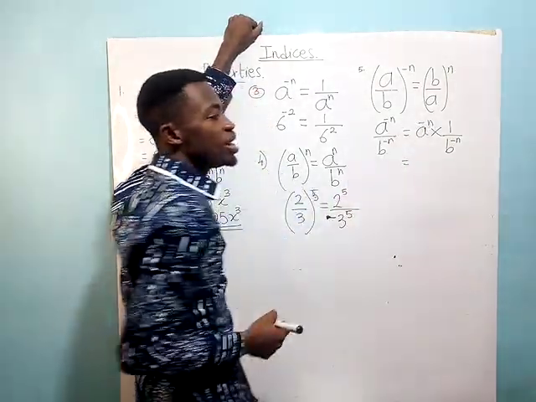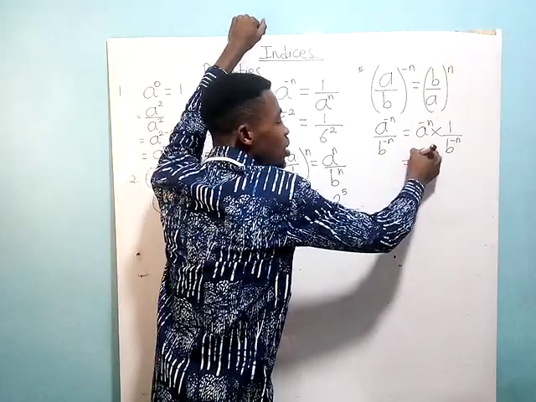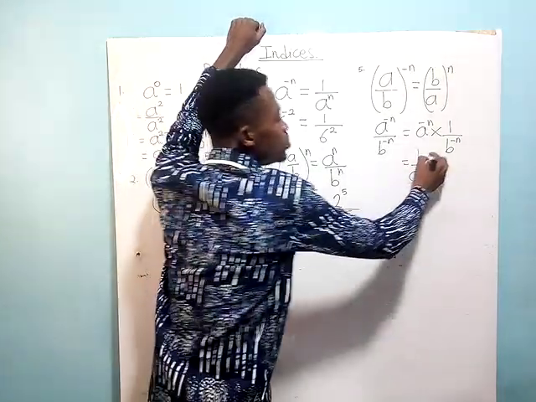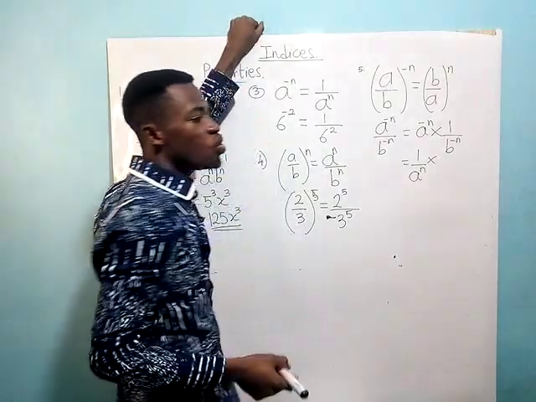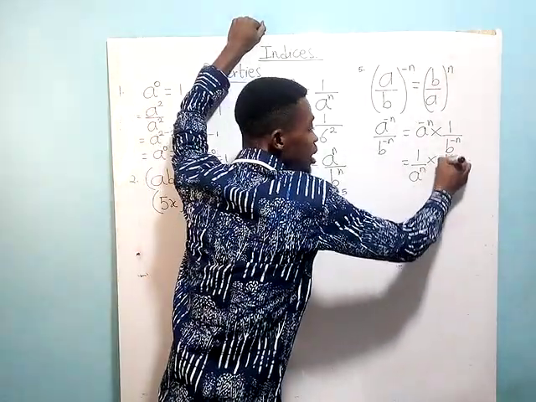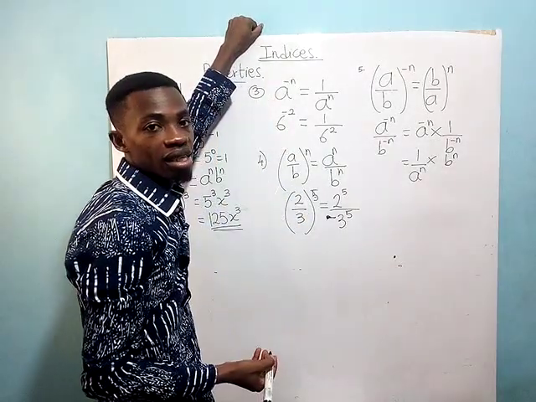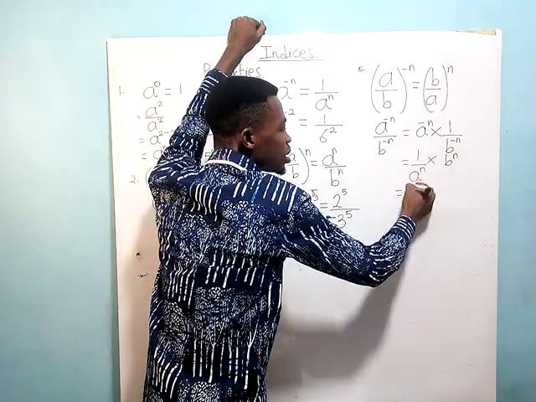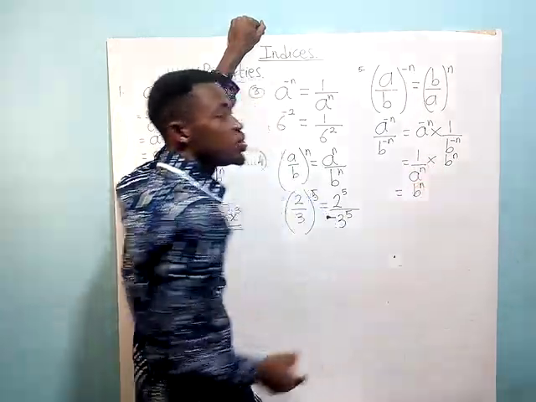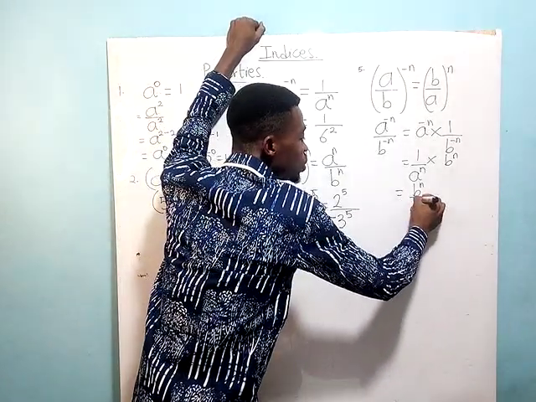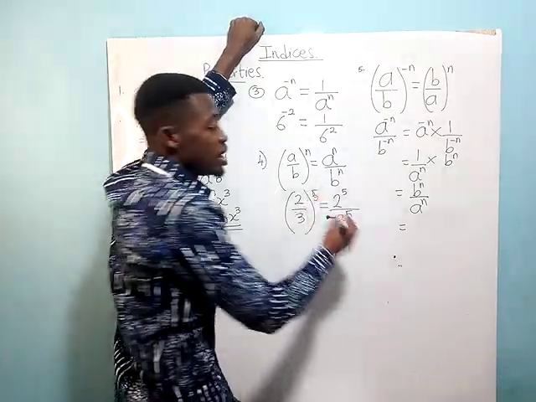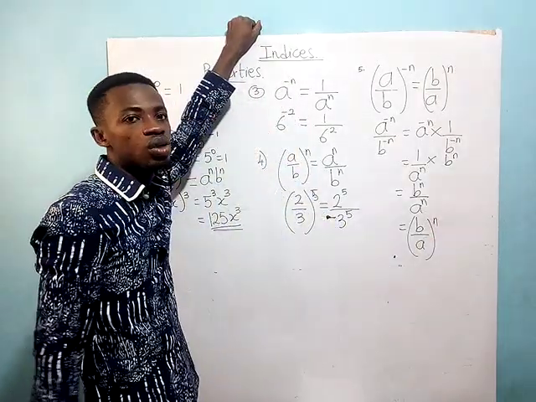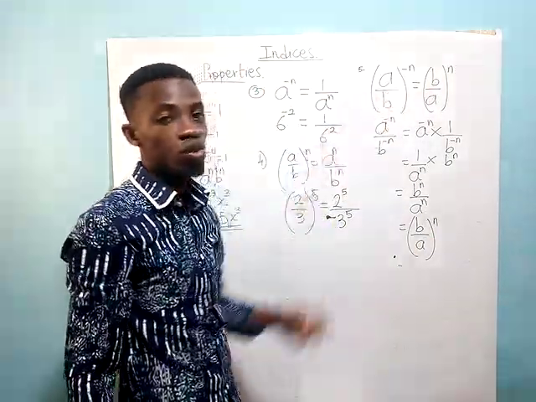Now here, a to the power negative n can be written as 1 over a to the power n, multiplying here 1 over b to the power negative n will be written as b to the power n. Then we continue. This is going to give us 1 multiplying b to the power n, which is b to the power n, over a to the power n. And we can further write this as b over a all to the power n, which is a proof of what we have over here.